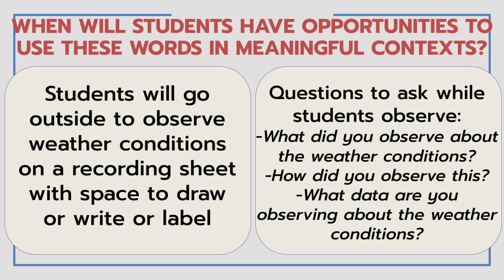And finally, ask yourself when students will have meaningful opportunities to use those words in a meaningful context. If students are going outside to observe weather conditions and they have this recording sheet and space to draw or label or write, then I'm going to ask them some questions using some of those words that I want them to practice. What did you observe about the weather conditions? How did you observe this? What data are you observing about what you see outside in the world?